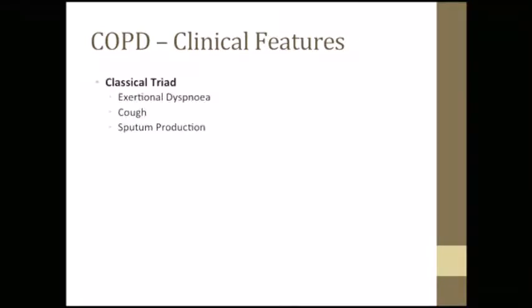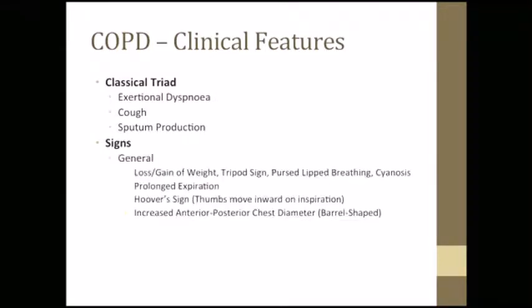Clinical features include exertional dyspnea, so that's dyspnea which is worsened on exertion or movement. You have cough and sputum production. Signs include general signs like loss of weight, tripod sign, so that's when you lean forward to try and secure yourself to breathe in easier, pursed lip breathing, cyanosis. You've got things like your red puffers and blue bloaters, where blue bloaters are more characteristic of chronic bronchitis, and red puffers are more characteristic of emphysema. You have prolonged expiration. Hoover sign.